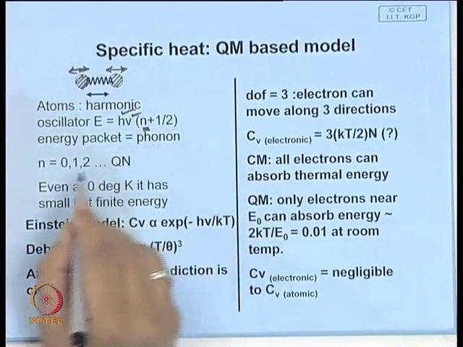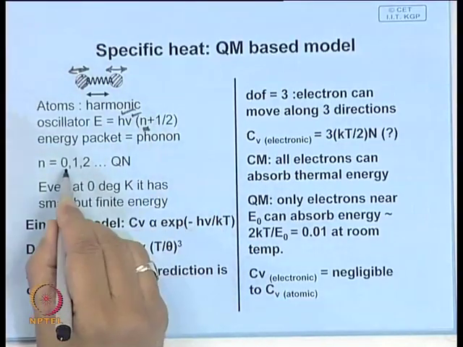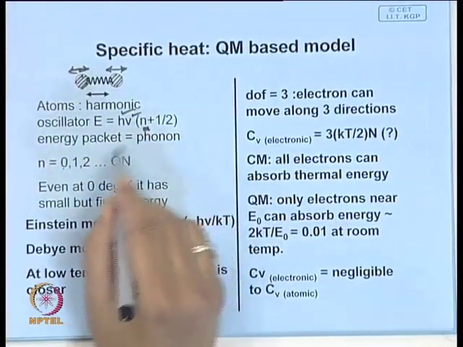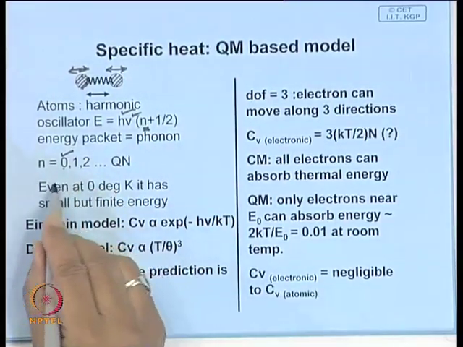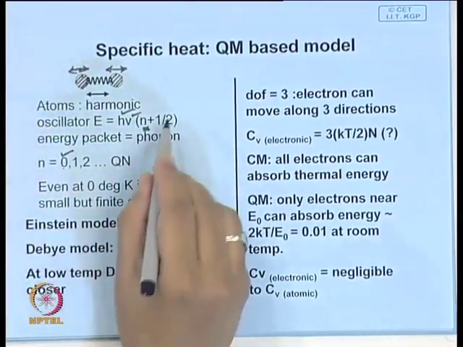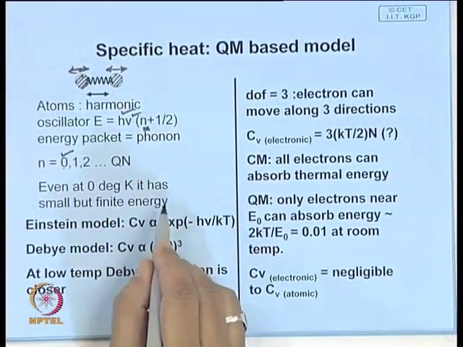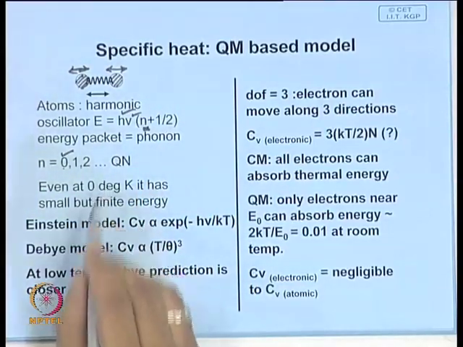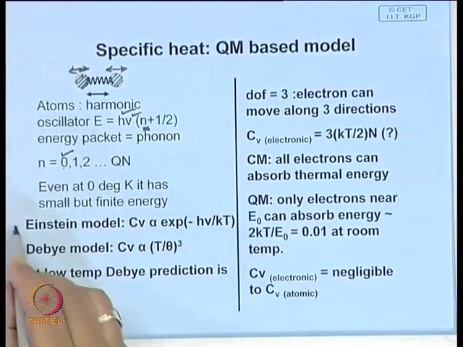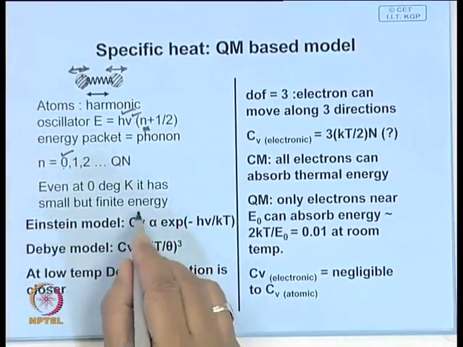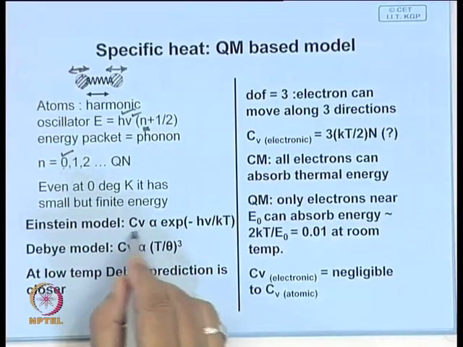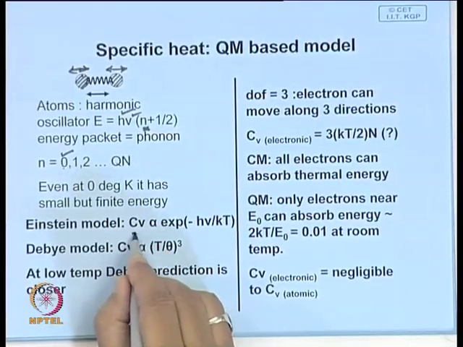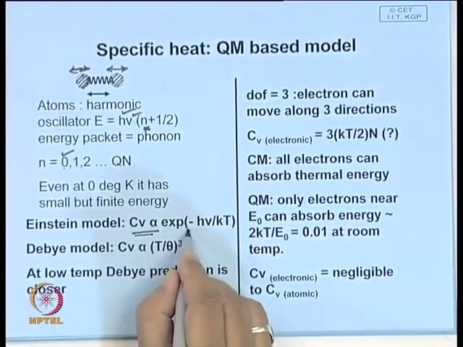So, one point which obviously comes up is that n is an integer, it can be 0, 1, 2. So, therefore, even when n is 0, that is at 0 degree Kelvin, the electrons will have small but some finite energy. So, there is a basic difference between this and classical mechanics. Using this, Einstein worked out, this was the first quantum mechanics based approach to explain molar specific heat, and he came out with an expression which says that molar specific heat will decrease exponentially.